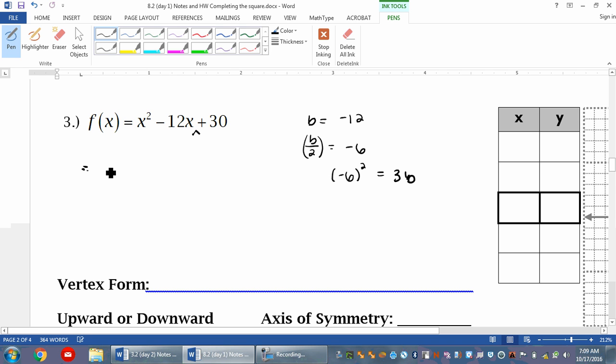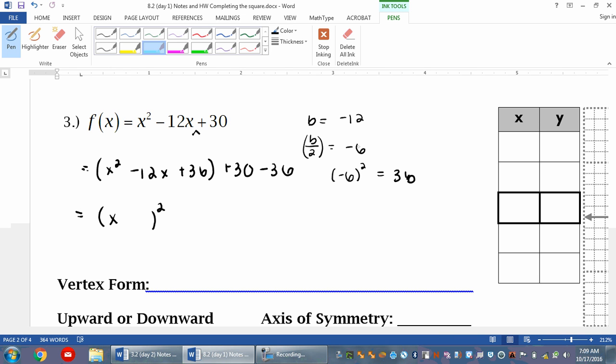We have x squared minus 12x plus 36, plus 30, and then since we added 36 on here, we're going to subtract 36. Next up, we've got x minus 6 in parentheses squared. The square goes on the outside. We're again going to use this middle term. There's a negative 6, that's going to give us a 6 right here, and 30 minus 36 is negative 6. So the vertex form is y equals (x minus 6) squared minus 6.